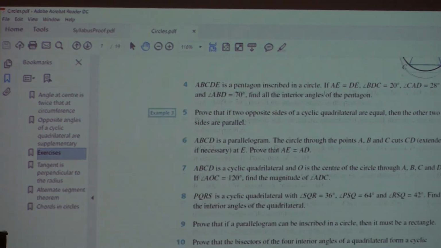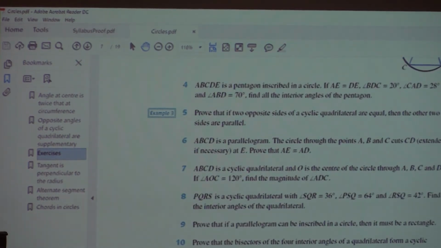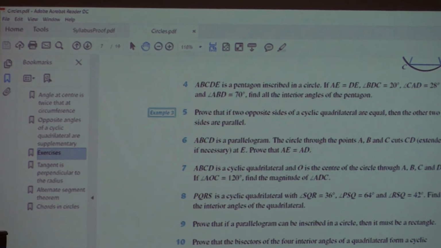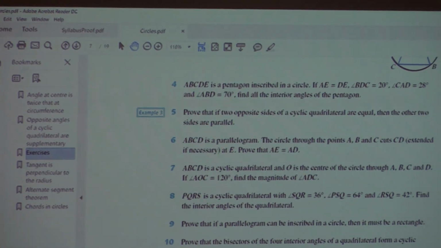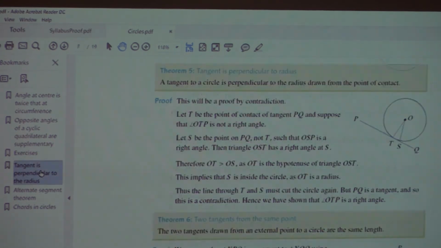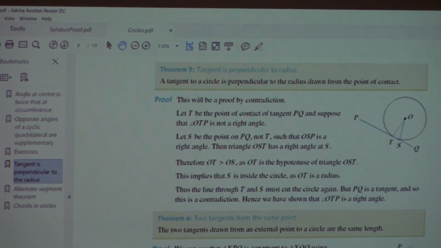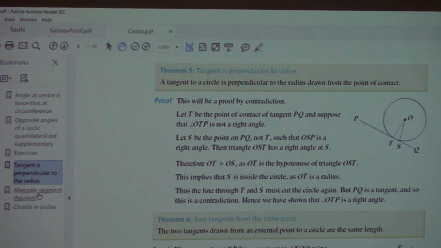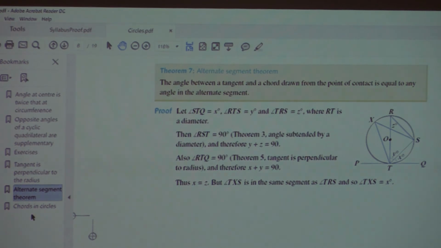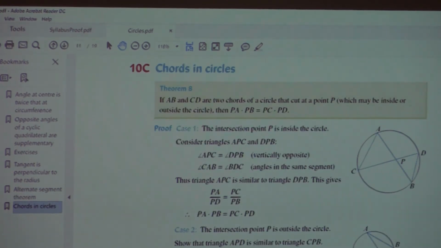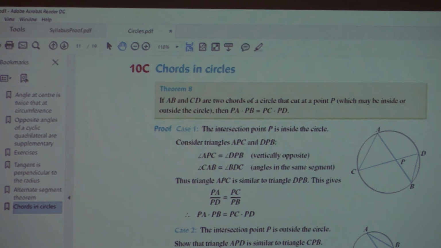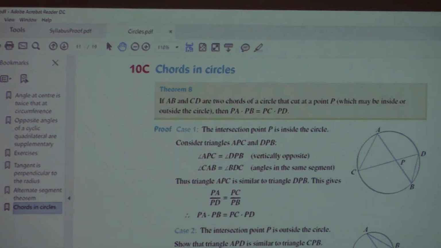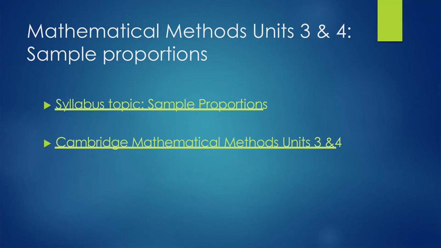But if you have a look towards the end there are proof questions. Let's have a look. Prove that if a parallelogram can be inscribed in a circle, then it must be a rectangle. Okay, where to from there? There was another proof. The tangent is perpendicular to the radius. The alternate segment theorem, chords in circles, what have you. Again, a very close match between the syllabus document and what is required. Where to from there? We're almost done.